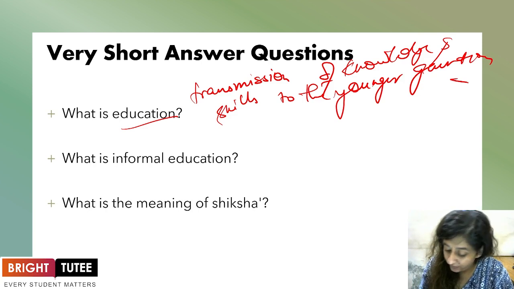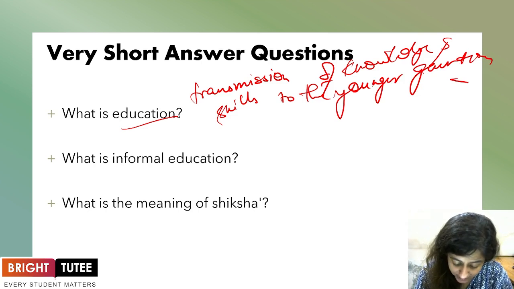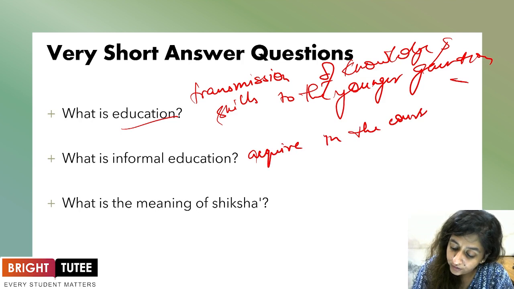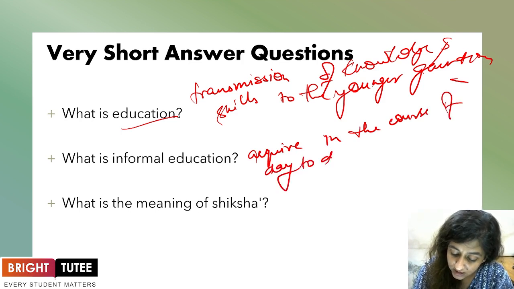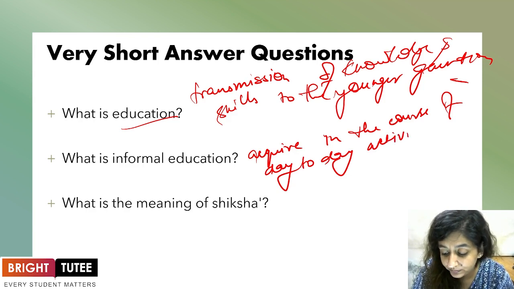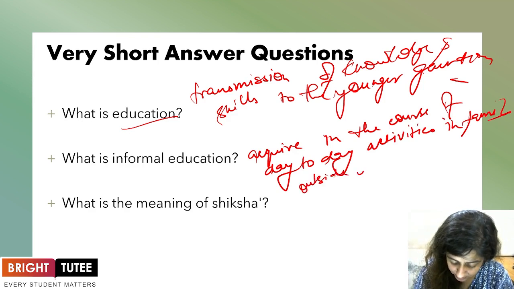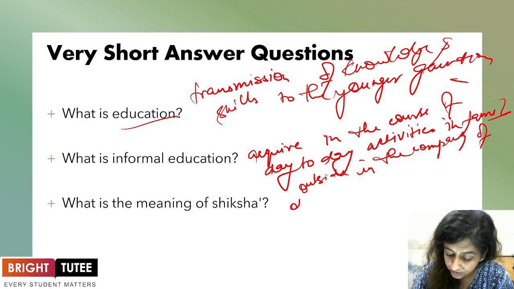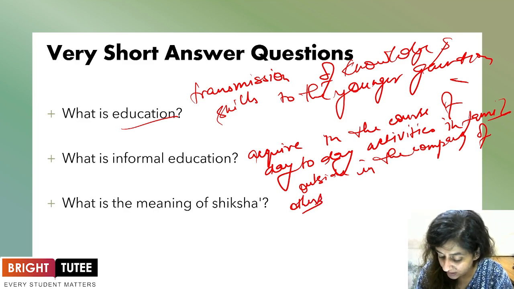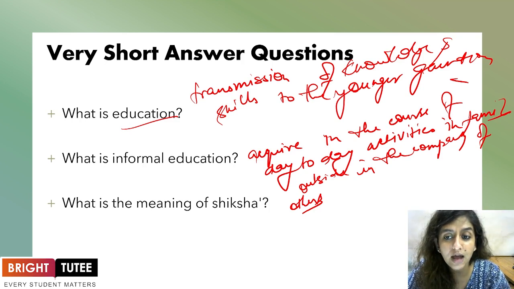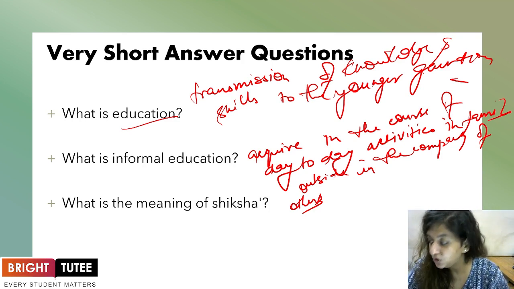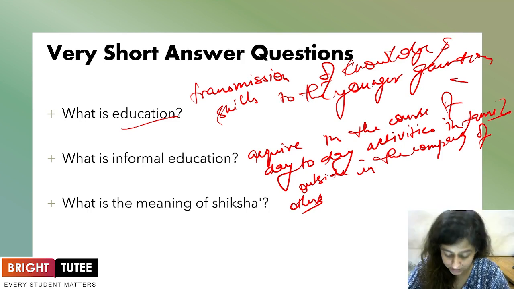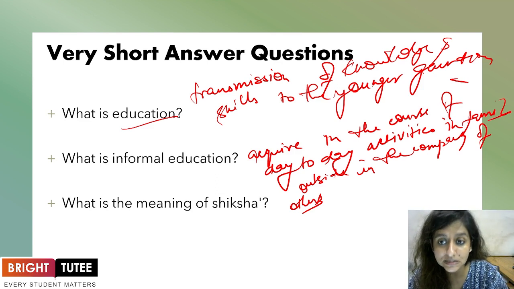Informal education is the kind of education that you acquire in the course of day-to-day activities in the family and outside, in the company of others. It constitutes the informal setup. It is basically something where you do not have the formal education system, which has a well-defined structure, as in formal education, formal setups or formal systems of education.